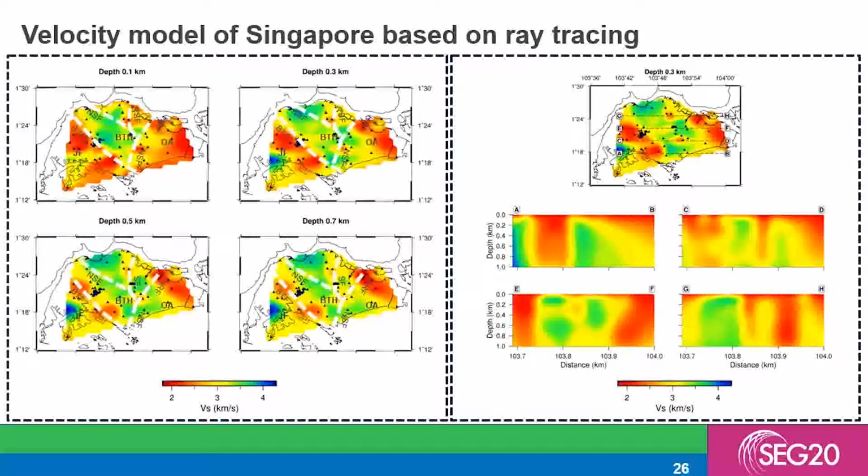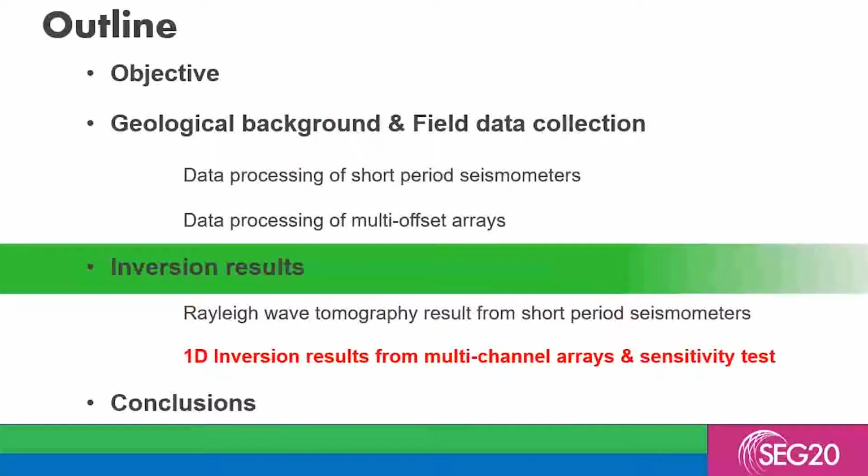But due to the source of tomography being at a relatively low frequency band, we cannot get a very detailed structure in the shallow part. Additionally, in eastern Singapore, we have insufficient ray coverage to cover the whole Old Alluvium formation. So we additionally need MASW analysis in that part. The next part, I will introduce the 1D inversion result from multi-channel arrays in the eastern part of Singapore.